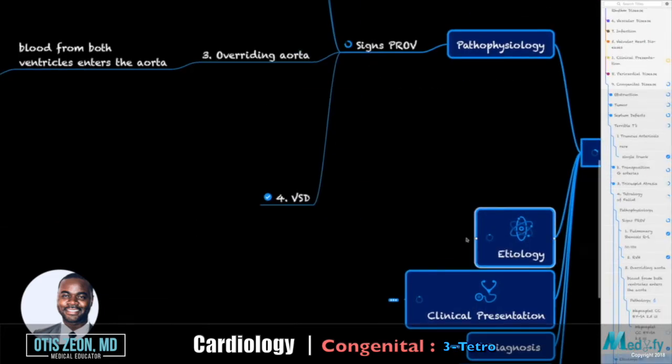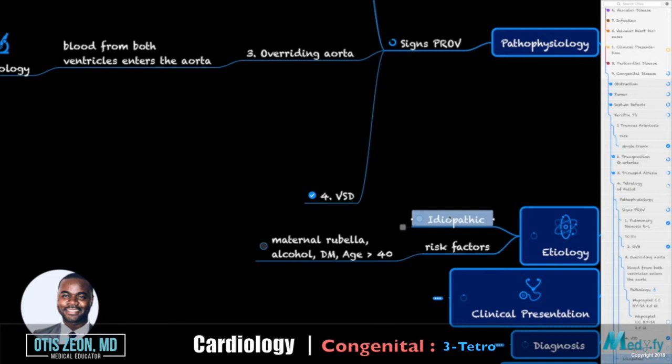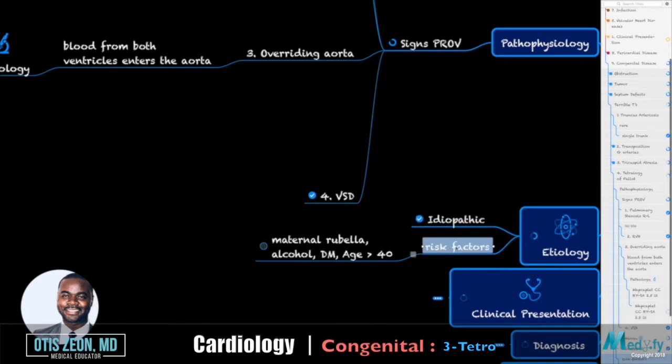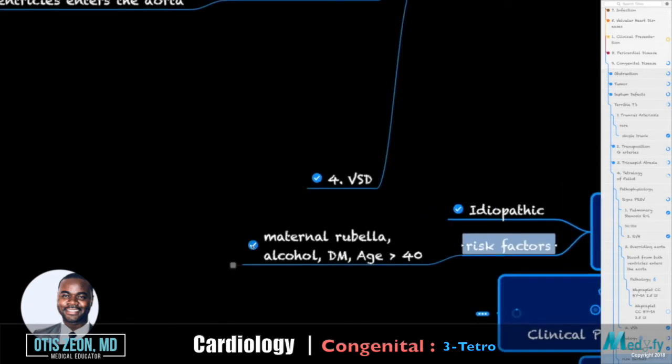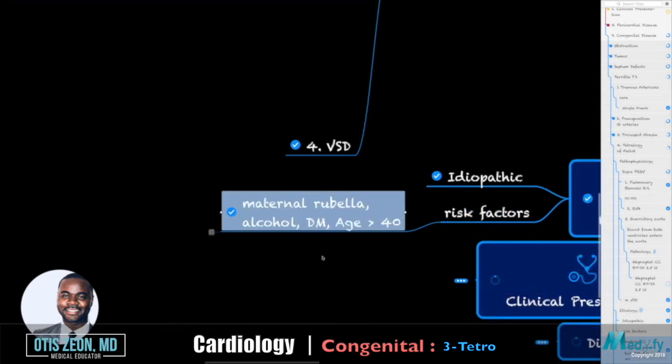In terms of the etiology, the most common etiology is that it is idiopathic. Although it's idiopathic, it's very frequently tested. In terms of the risk factors, maternal rubella infection is classic, as well as alcohol and diabetes, and of course, advanced maternal age is also very classic for that.